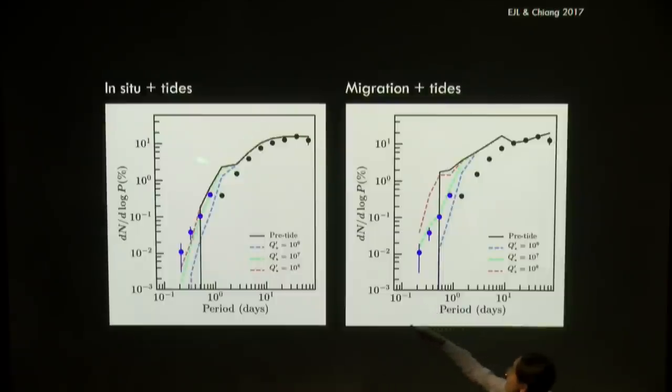So the black line here is the calculation without tides. The colored lines are those with tides. And within the typically quoted range of the tidal dissipation factor, we do get the right number of ultra-short period planets. So in fact, it appears that these planets have arrived that close to the star simply by these asynchronous tides being raised on the star.